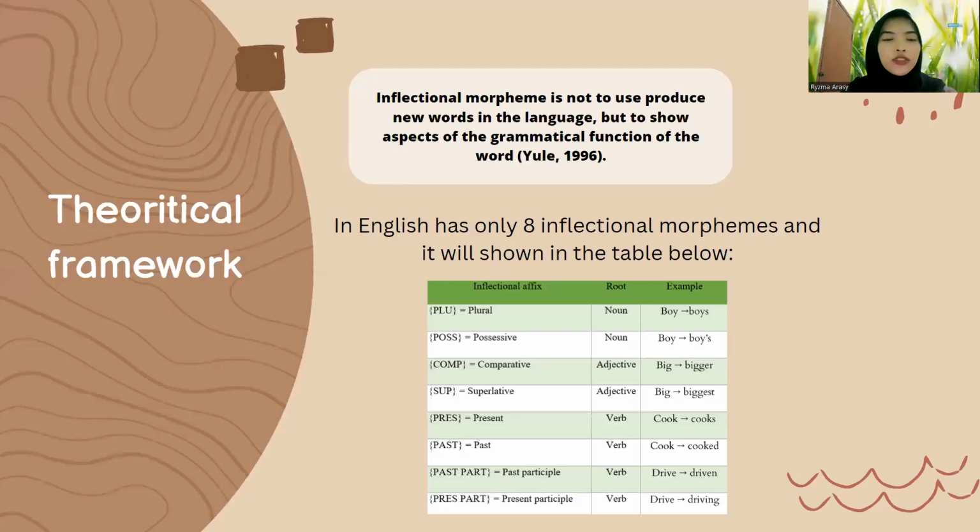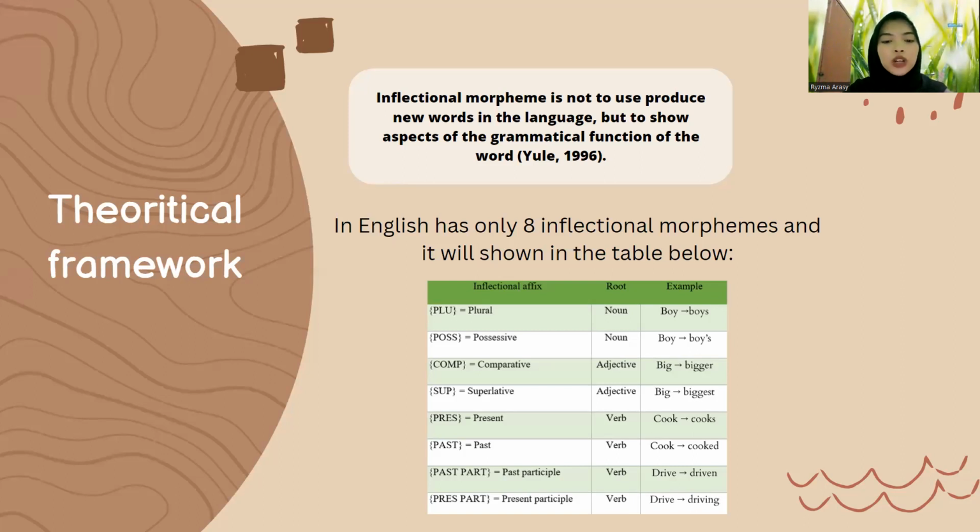And then the theoretical framework. The theoretical framework in this article is from Churchill 1996: inflectional morphemes are not used to produce new words in the language, but to show aspects of the grammatical function of the word. And English has only 8 inflectional morphemes, and they are shown in the table below.